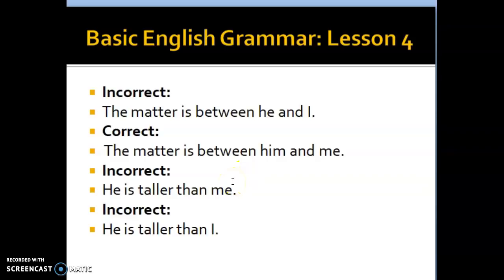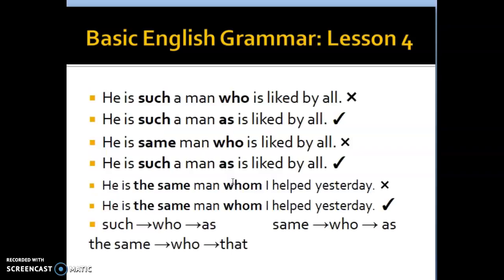Next example is: he is taller than me. Now this sentence is also wrong or incorrect. The reason is that after the word than you always use first form of pronoun, right? After than always use first form of pronoun. So the second sentence is the correct one. The first is wrong. Let's move to the next example.